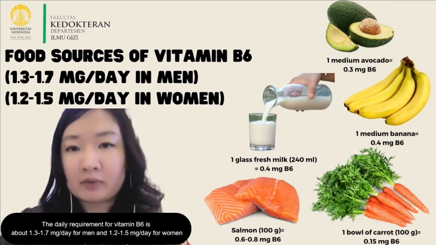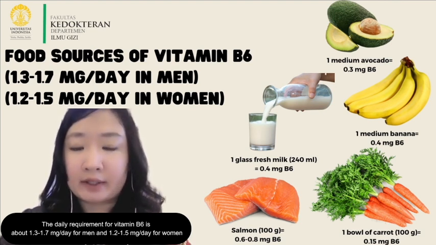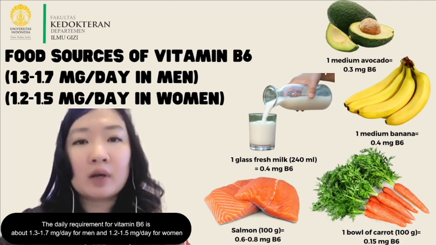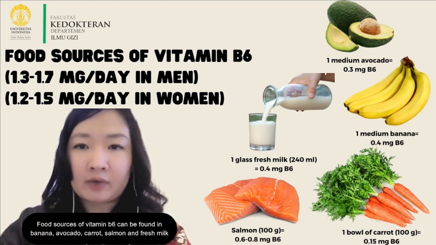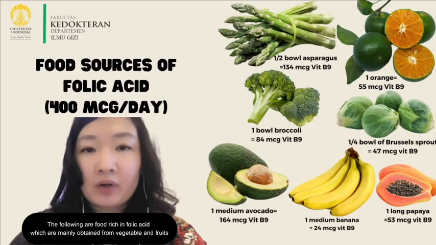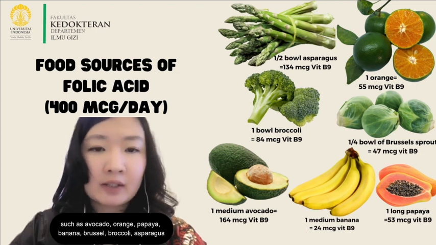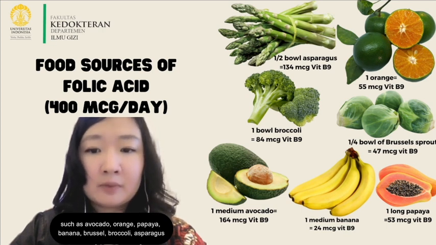The daily requirement for vitamin B6 is about 1.3 until 1.7 mg per day for men and 1.2 until 1.5 mg per day for women. Food sources of vitamin B6 can be found in banana, avocado, carrot, salmon, and fresh milk. The following are foods rich in folic acid, which are mainly obtained from vegetables and fruits such as avocado, orange, papaya, banana, Brussels sprouts, broccoli, asparagus.